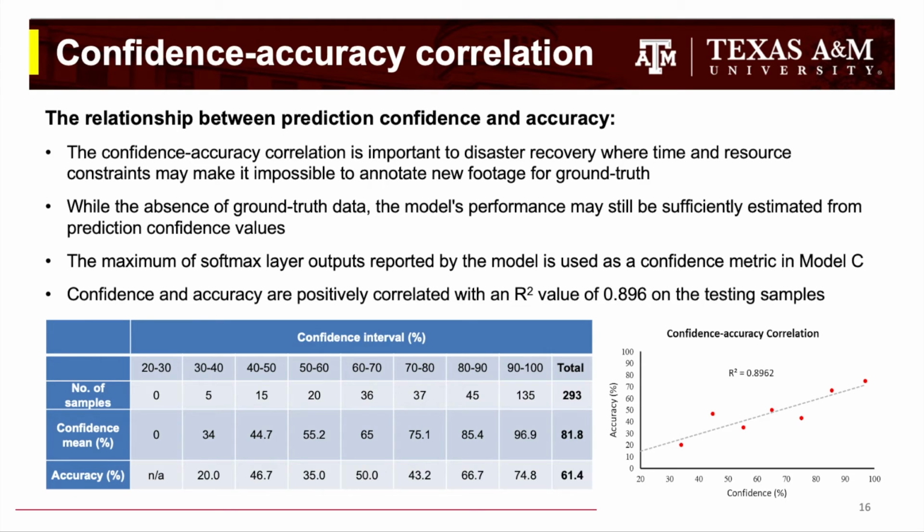So in this figure, the horizontal axis represents the average confidence values in 10% increments, ranging from 20% to 100%. In each interval, the average accuracy of samples belonging to that interval is shown on the vertical axis. For example, the group containing the samples with prediction confidence values between 80% to 90% has an average prediction accuracy of 66.7%.